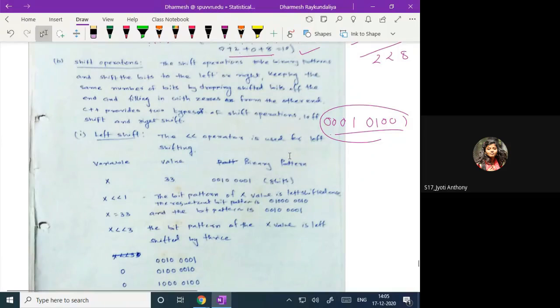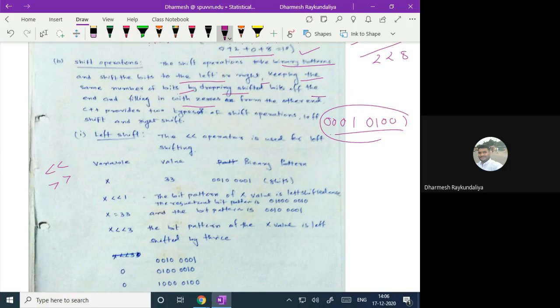Okay. Now we talk about the shift operations. As I said, there are left shift and right shift. The shift operations take binary patterns and shift the bits to the left or right, keeping the same number of bits by dropping shifted bits off one end and filling with 0 from the other end.